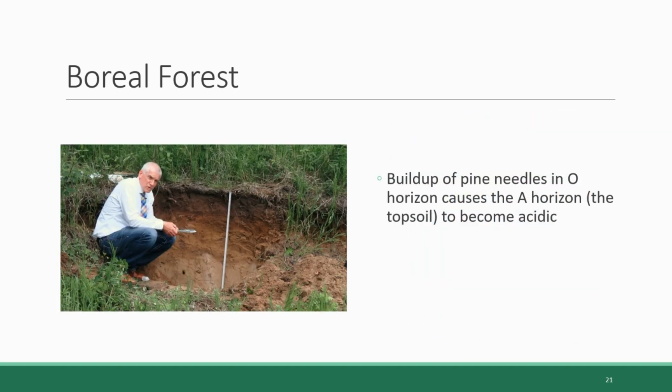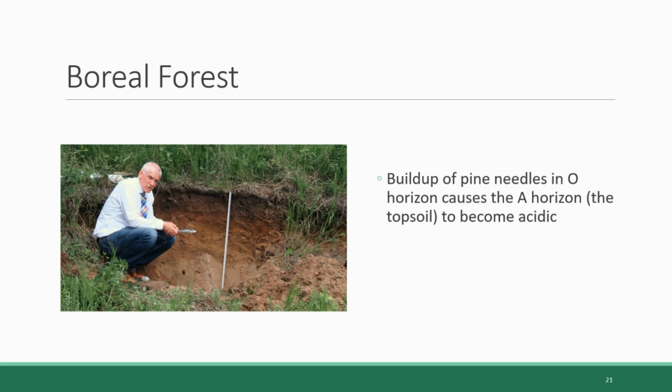The soil nutrition in boreal forest tends to be poor, and this is in part because of the buildup of pine needles in the O horizon, which you may remember from our soils chapter, is the layer of organic material that sits on top of the soil, so O for organic.